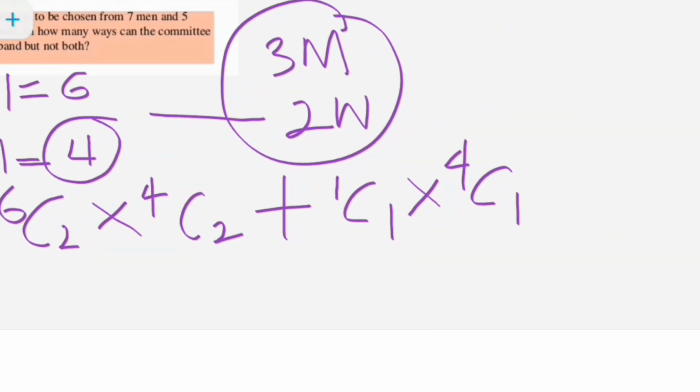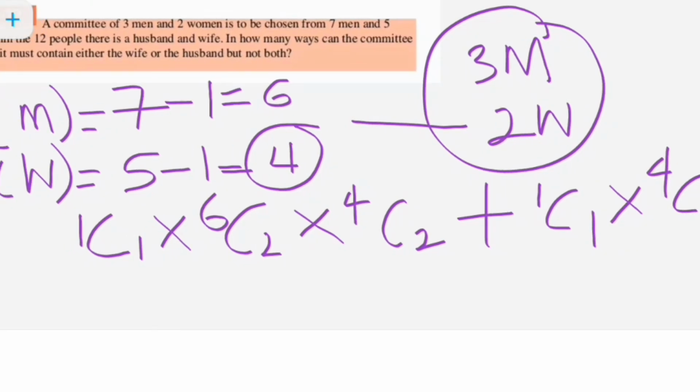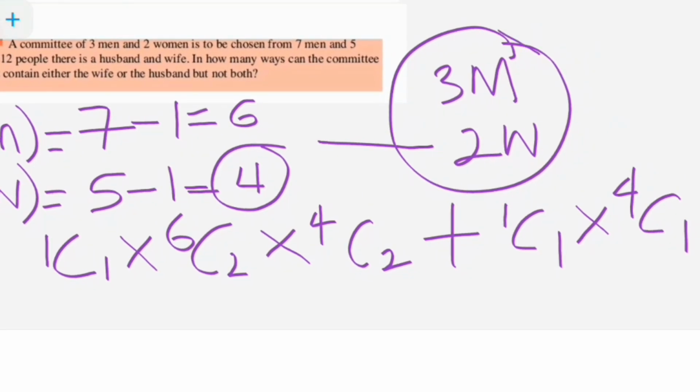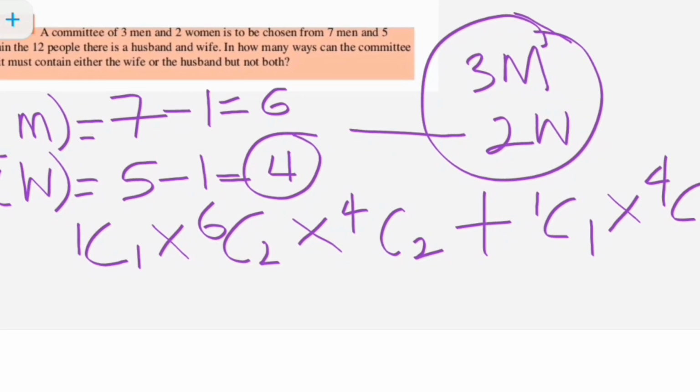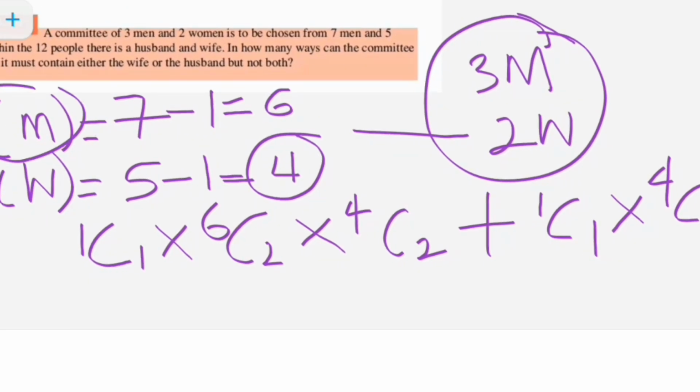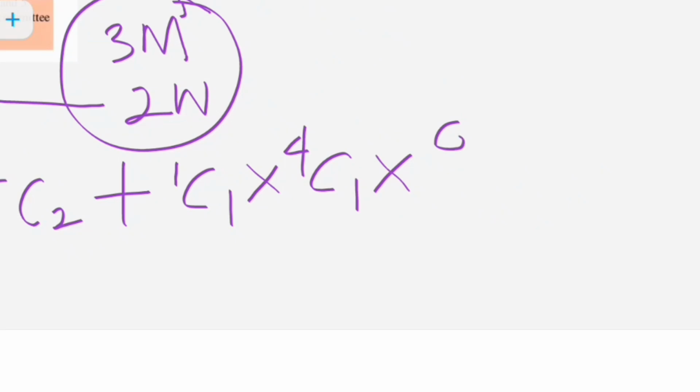Okay. Then times. So I'm choosing the men now. So I need 3 men. Don't forget that the husband cannot be there. So I'll just remove the husband. The husband will be removed from here. So from this number of men, which is initially 7, I've removed the husband. So there will be 6 now. So out of that 6, I'll just pick 3 men from there. The husband cannot be there once the wife is there. So this will be 6C3.